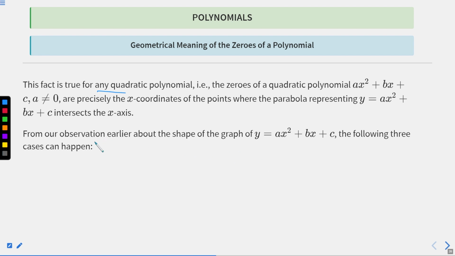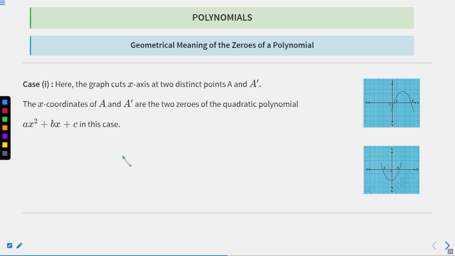So from our observation earlier about the shape of the graph y is equal to ax square plus bx plus c, the following three cases can happen. Okay, so there are three cases that can happen about the shape of the graph y is equal to ax square plus bx plus c. So first, case 1: here the graph cuts the x-axis at two distinct points A and A dash. Okay, and the x coordinates of A and A dash are basically the two zeros of the quadratic polynomial in this case.